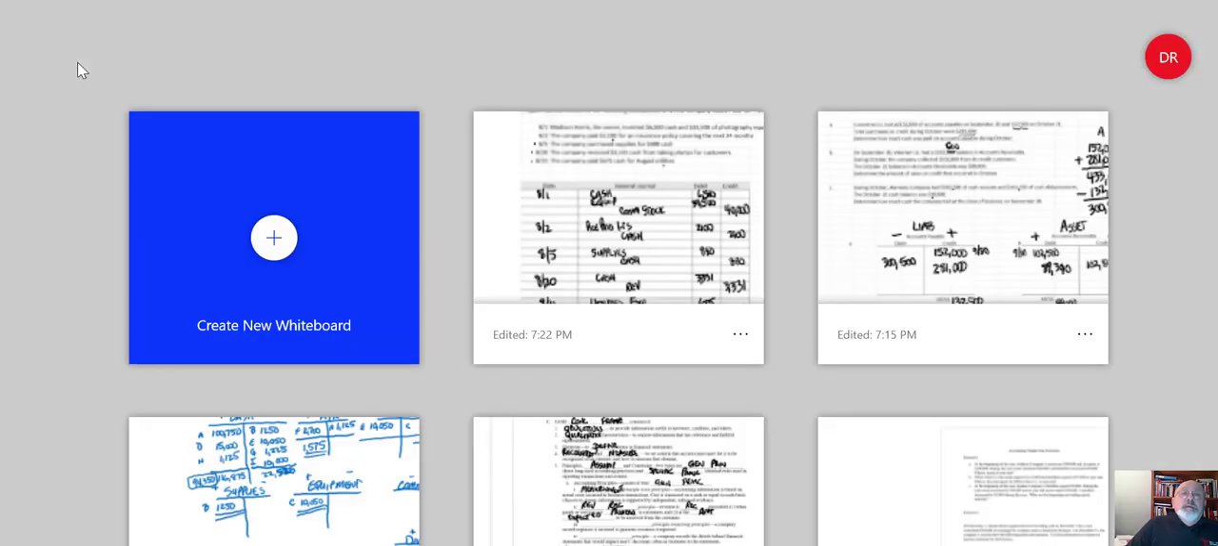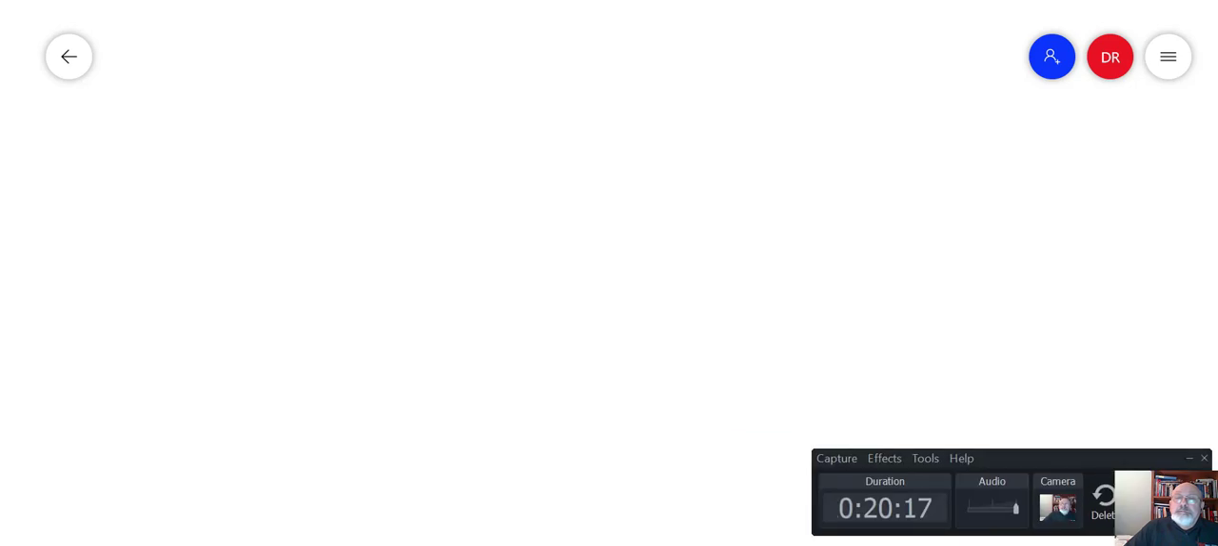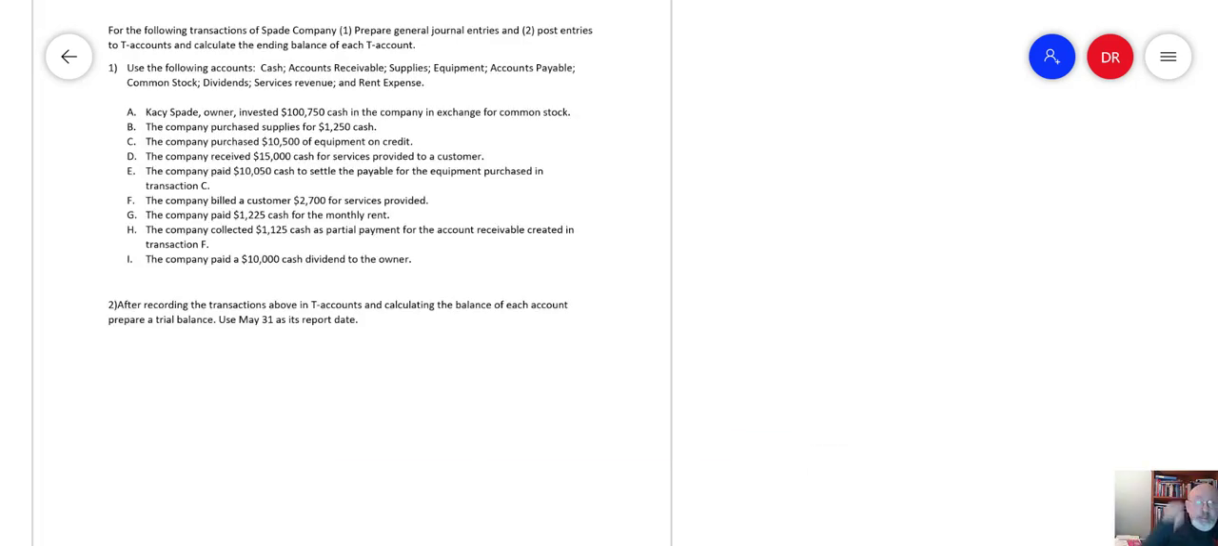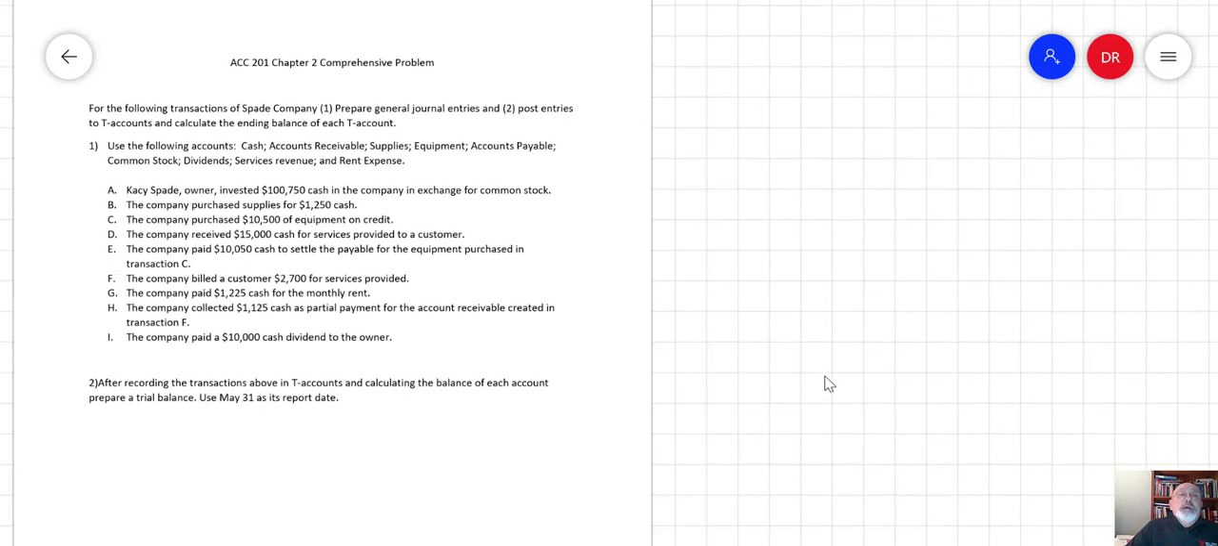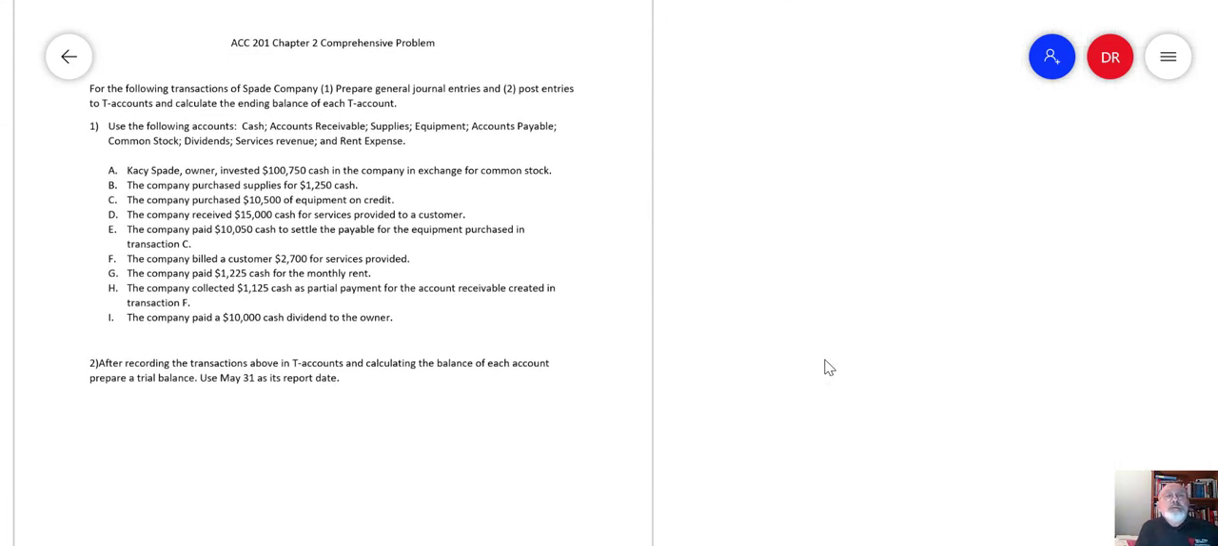Okay. Now I'm going to go to the third item, which is a comprehensive problem. Okay, so here is the comprehensive problem that we need to look at. So there's 2 parts. The first one is to use the accounts that they tell us here: cash, accounts receivable, supplies, equipment, all that. Do these journal entries, but at the same time we're going to be posting these entries into the general ledger T accounts.